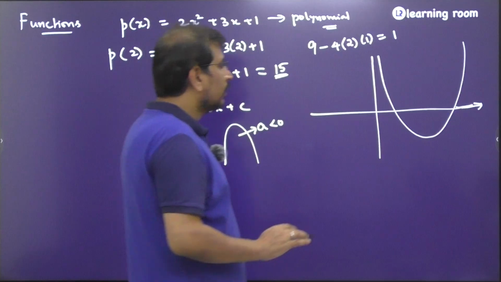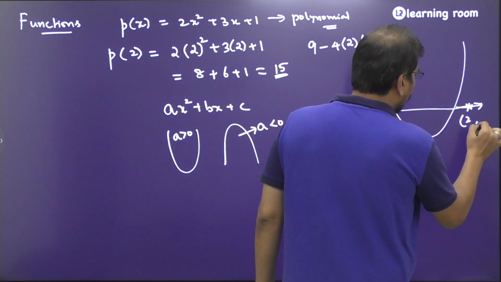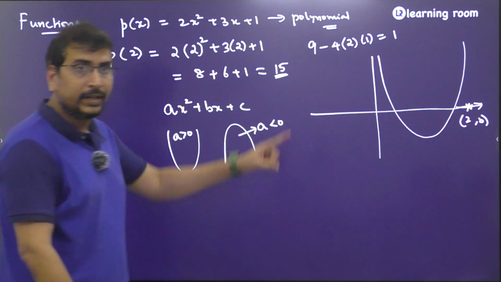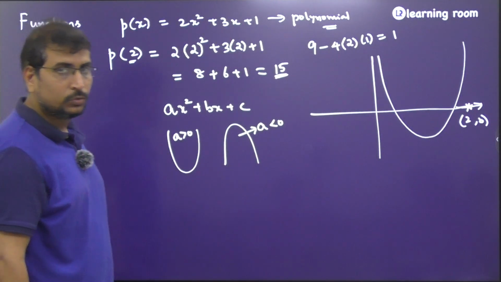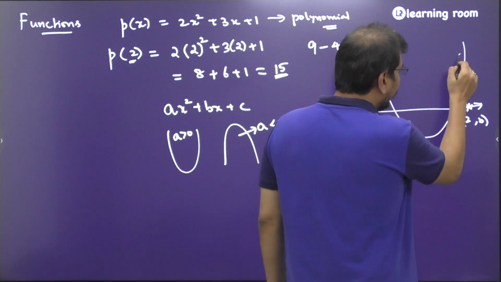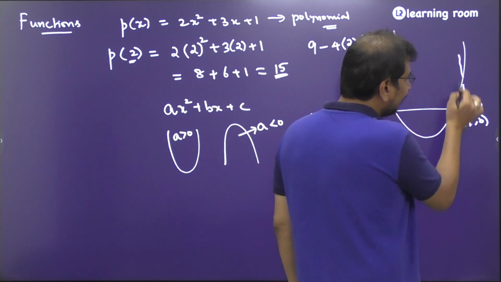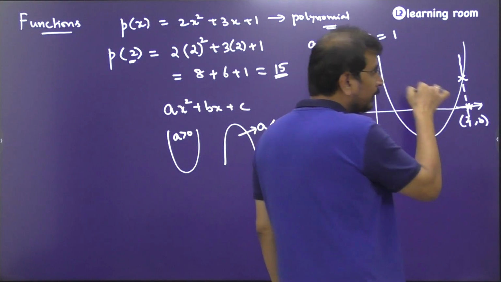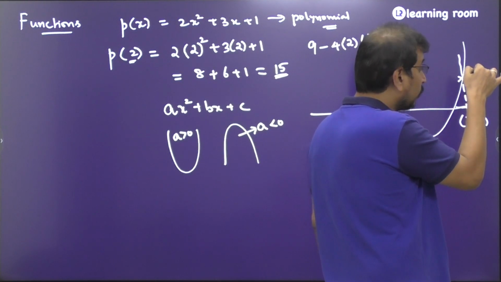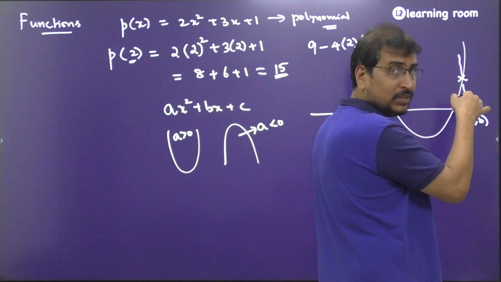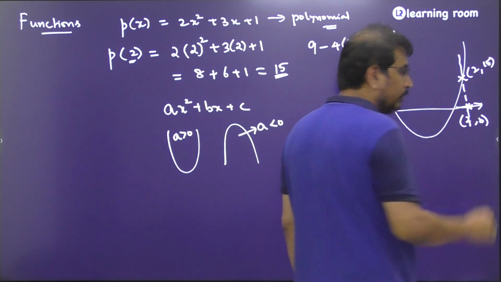Okay. Now, if I have a point 2, 0 here. Why did I take 2, 0? Because I took the x value as 2. So, if I drop a vertical line like this, then this line is cutting this parabola, right? Then the coordinate of the point where the line cuts the parabola is given as 2, 15.